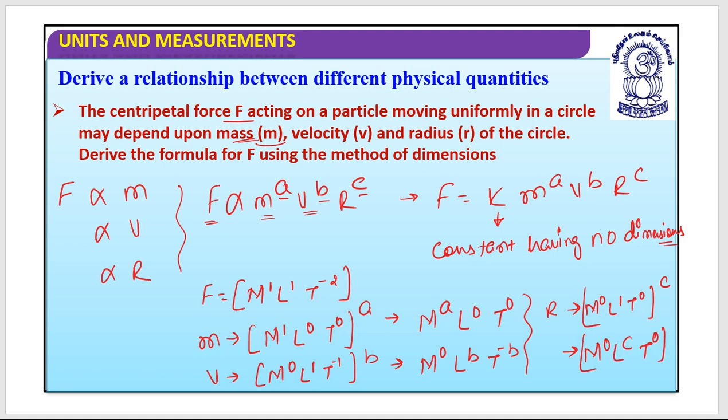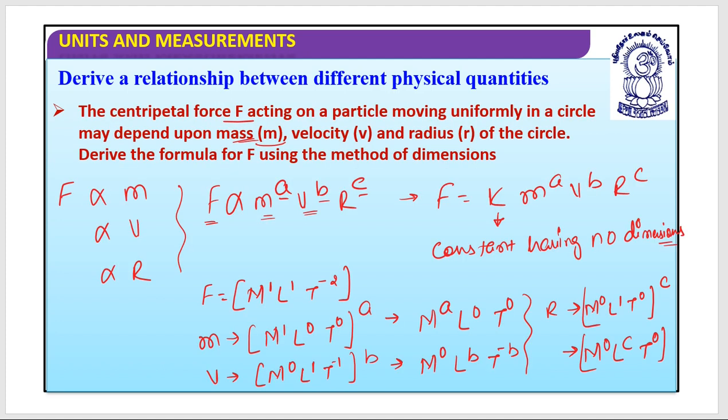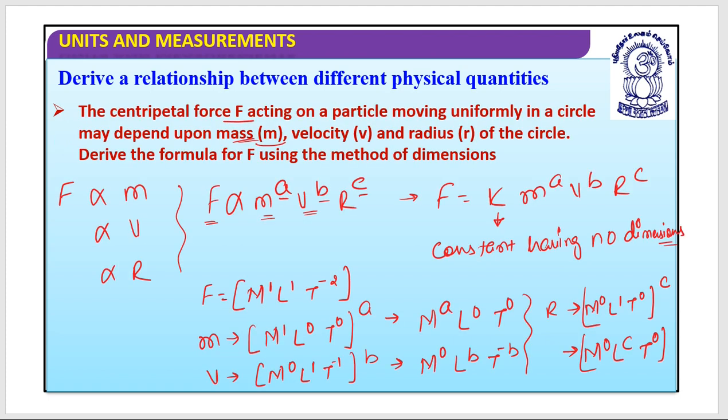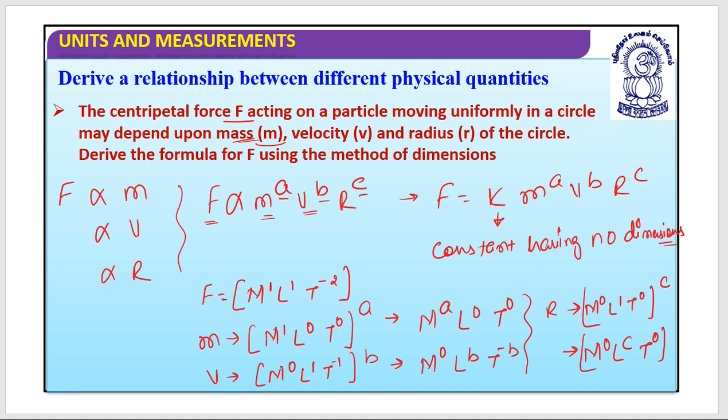Now what should I write? I should compare them. So let's move to the next slide. The force would be m1 l1 t minus 2. This is equal to m to the power a, it is m to the power a l0 t0. Next, velocity gives m0 l to the power b t to the power minus b. And radius, that is m0 l to the power c t0.